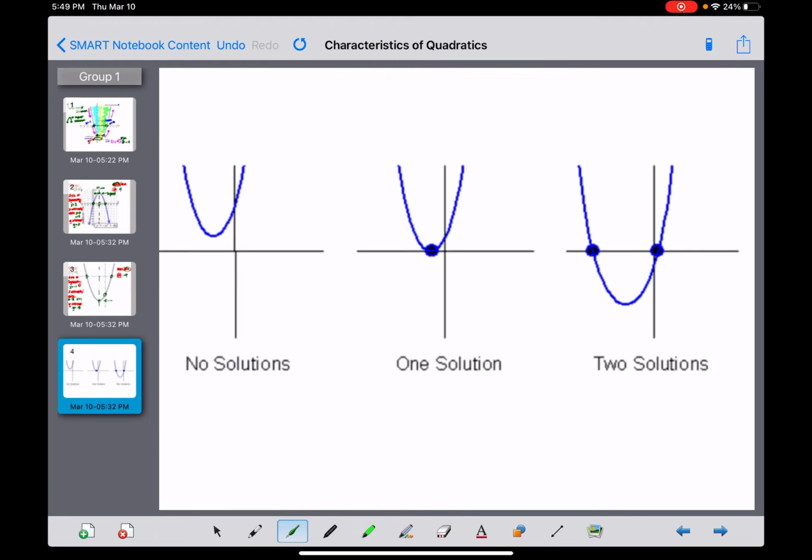Last thing I'm going to talk about is how many solutions. So it depends on how many times the parabola crosses the x-axis. So no solutions when it doesn't cross. 1 when it touches down and comes back up. And 2 when it crosses through twice.